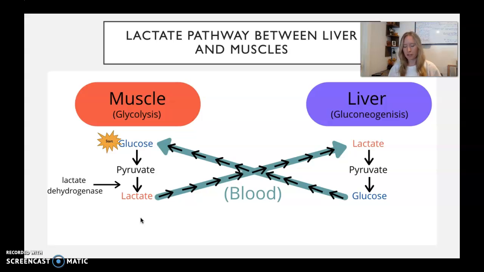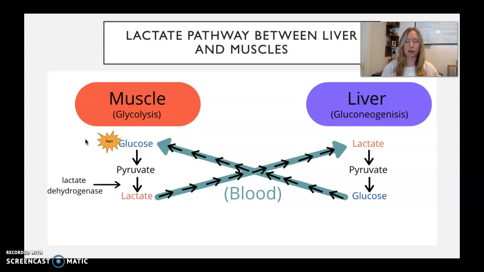So first, we're going to look at the Cori cycle and the pathway that lactate travels through. On the left we have the muscle, so if this page was split in half, you're in the muscle on this side, you're in the liver on this side, and the blue arrows are blood. When we're in the muscle, first starting here, we're going to go through glycolysis. So we're going to start with glucose. It's going to be converted into pyruvate.